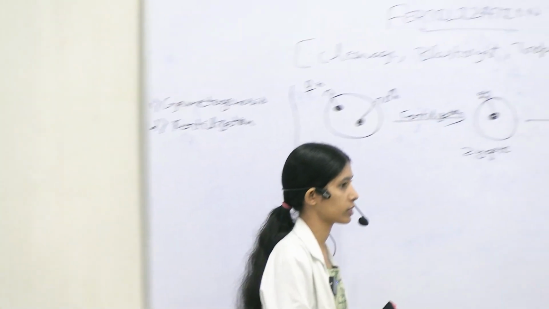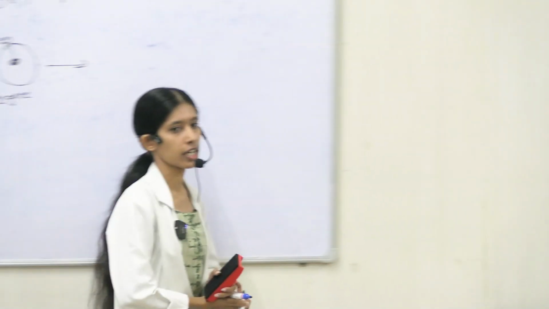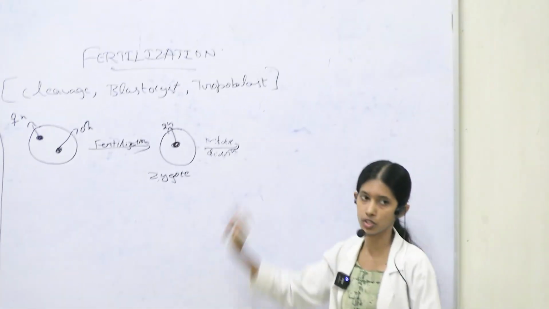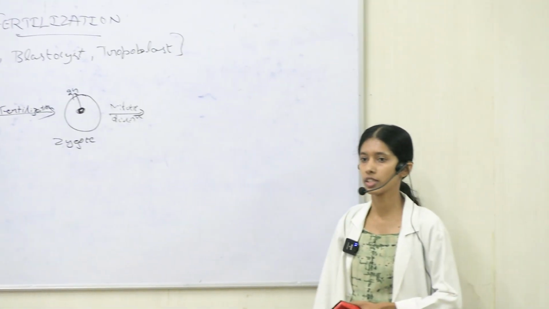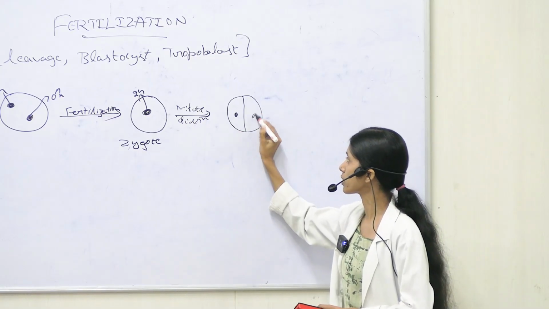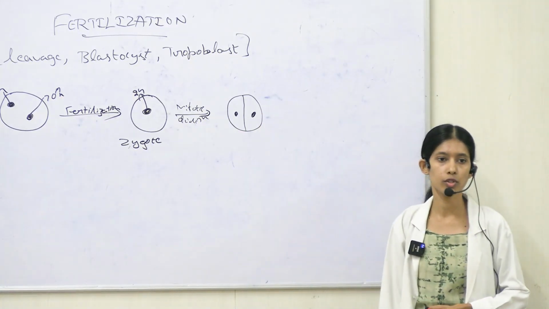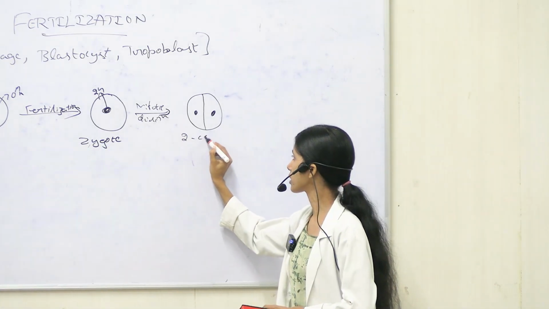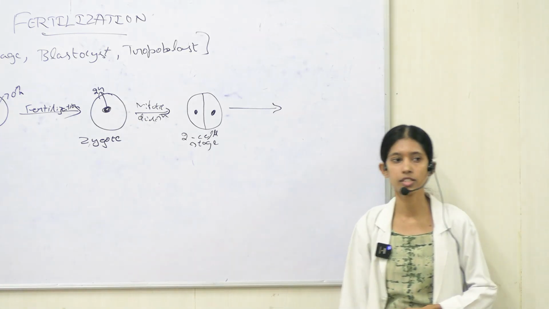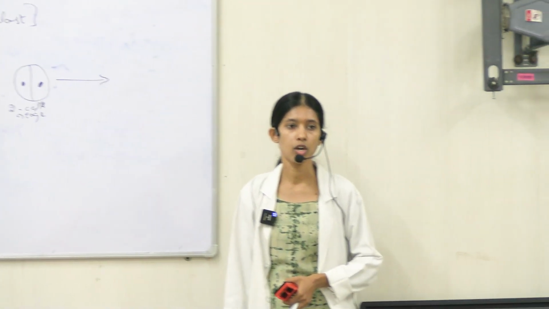We all know that after the formation of the zygote, the cell will start undergoing mitotic division. So the zygote cell will start undergoing mitotic division. Once the mitotic division takes place, we can see the formation of 2 cells. This is called the 2 cell stage. Again, this 2 cell stage undergoes one more mitotic division to give us the 4 cell stage, followed by the 8 cell, followed by the 16 cell stage, that is called the morula.